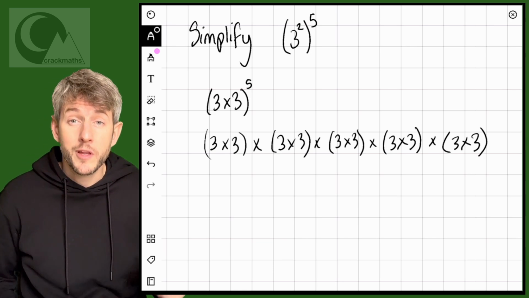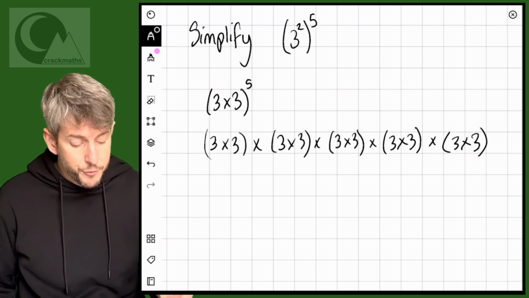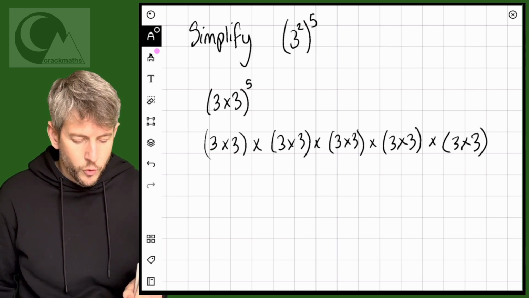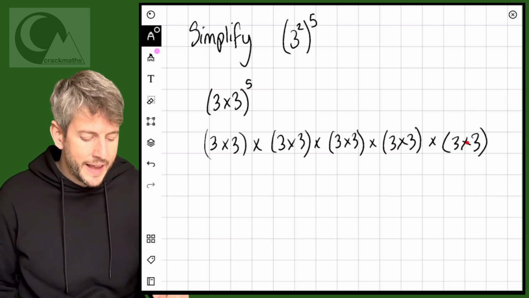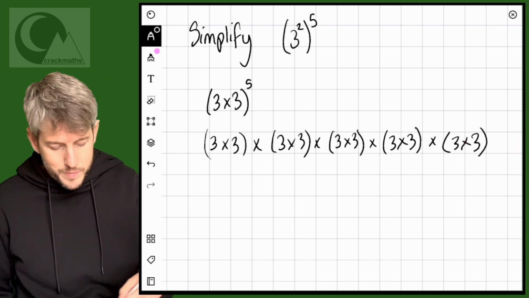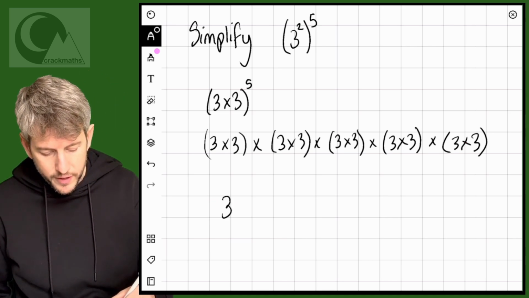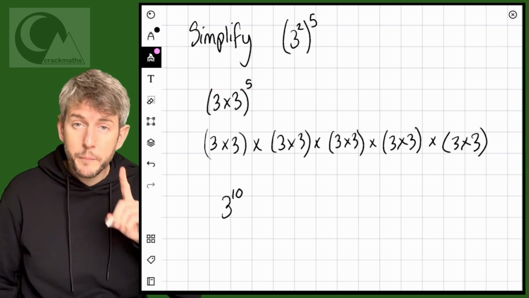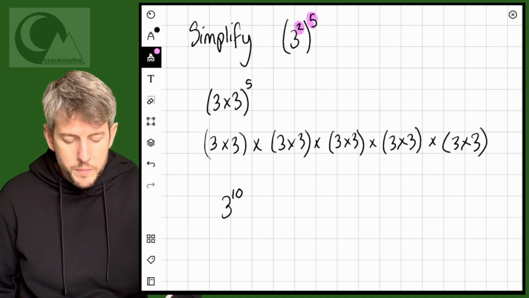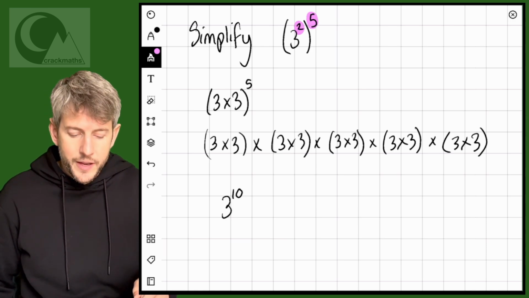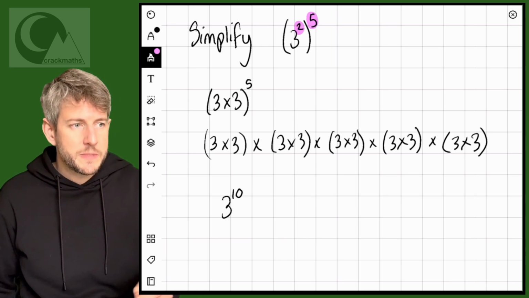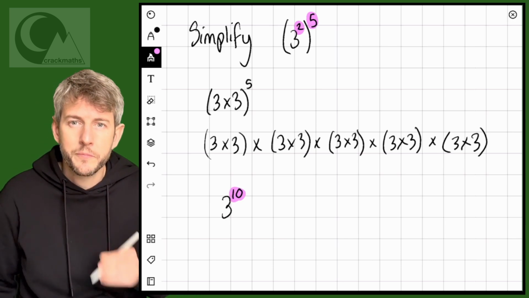So what we then get is we've got 3 being multiplied by itself 1, 2, 3, 4, 5, 6, 7, 8, 9, 10 times, okay? So this will simplify to 3 to the power of 10. Now, I didn't point it out, but what you might notice is that in order to simplify this quickly, we can multiply these powers together, because 2 times the 5 is the 10.